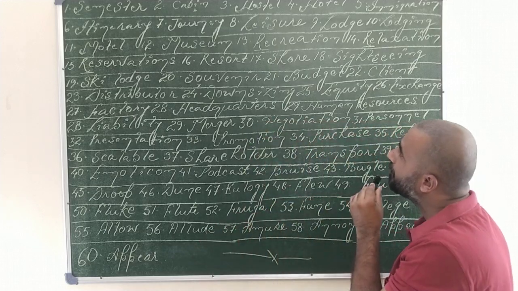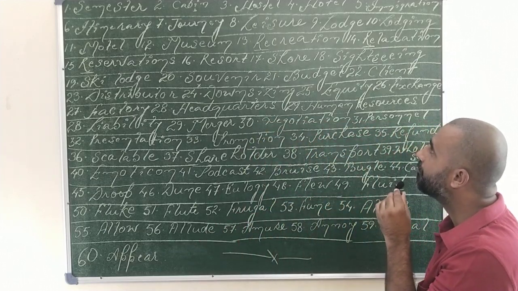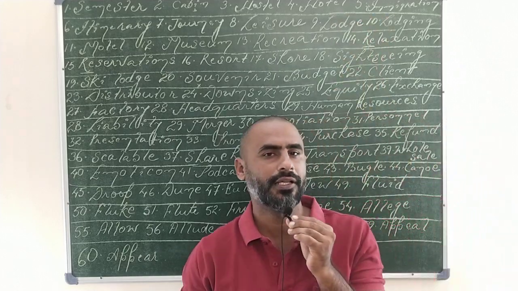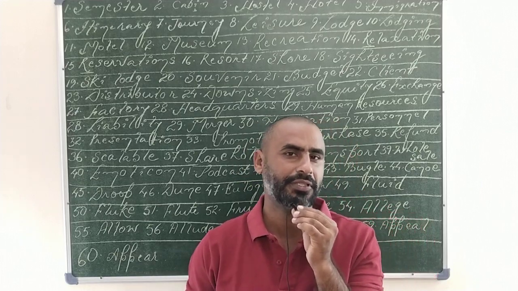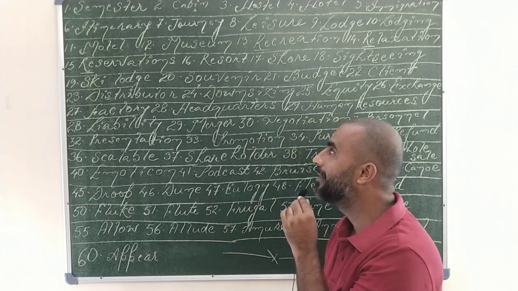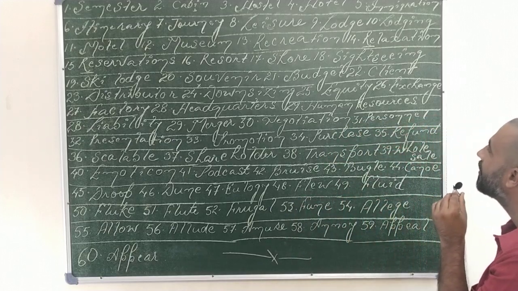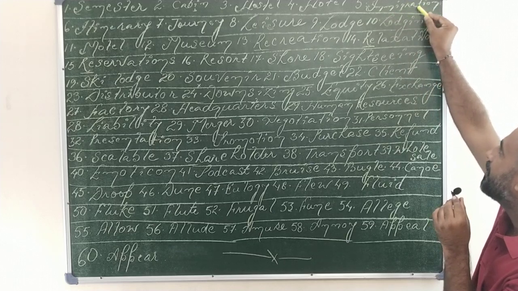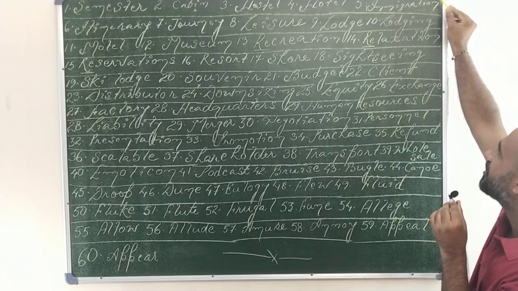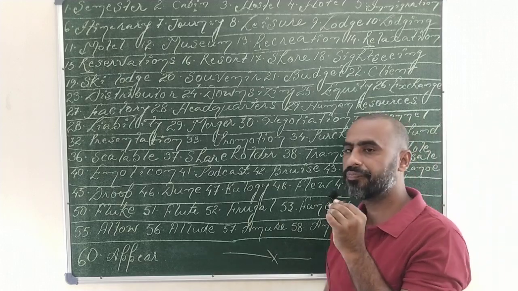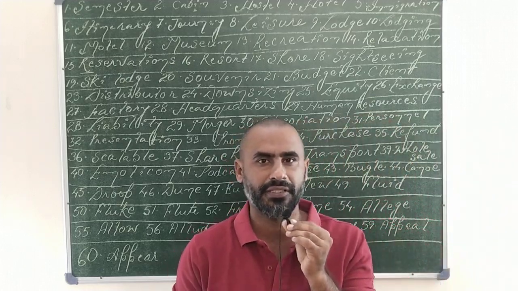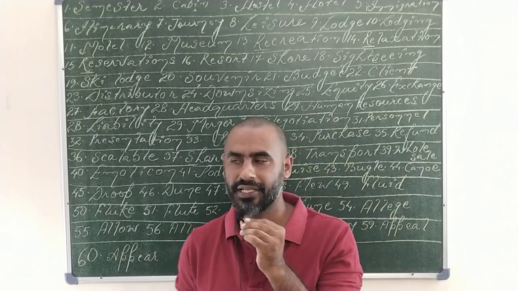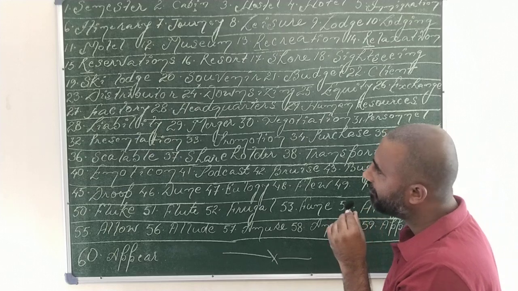Okay, let me proceed with the next one, and the next one is number 4, H-O-T-E-L. So it's not hotel, it's hotel. Say with me, hotel. That's the one. Okay, let me proceed to the next one. Number 5, I-M-M-I-G-R-A-T-I-O-N. So immigration. Say with me, immigration. Okay, one more time, immigration. Correct. So we have completed number 5. Let me proceed to the next.